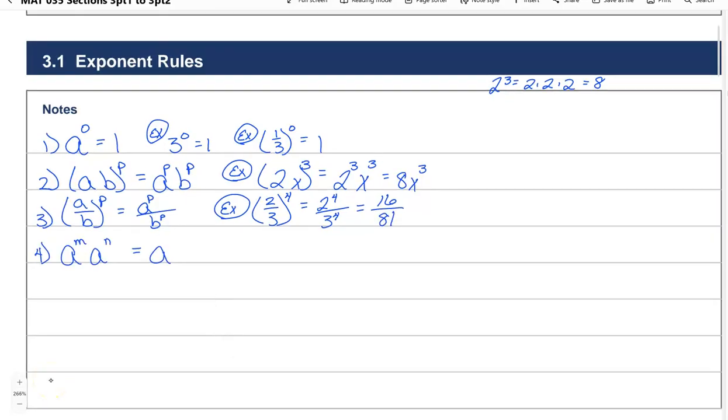So if I have a to a power times a to another power, notice these are multiplied. When I'm multiplying and I have the same base, I'm going to add those exponents together. So this is going to be a to the m plus n. For example, if I have x squared times x cubed, that reduces to x to the 5th. I would add those exponents together.